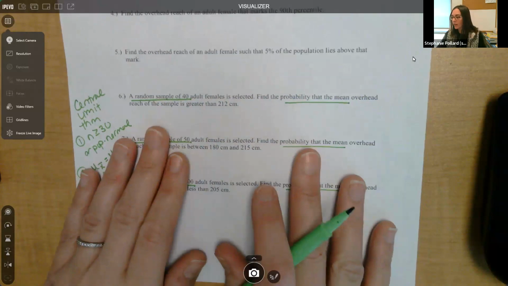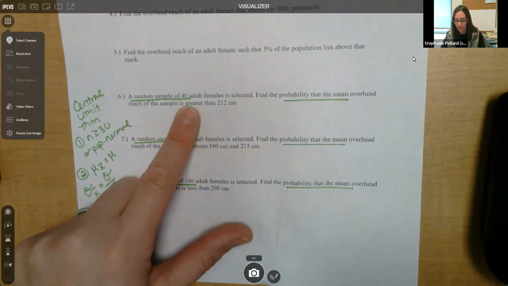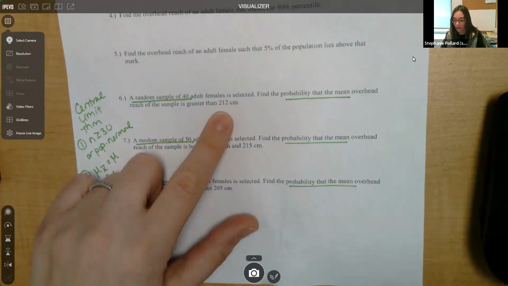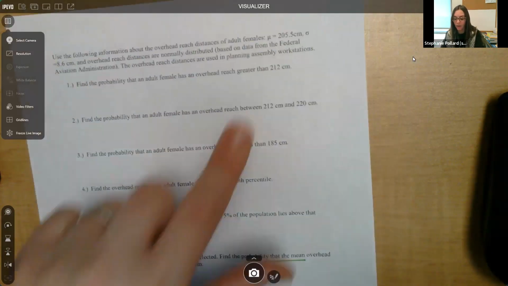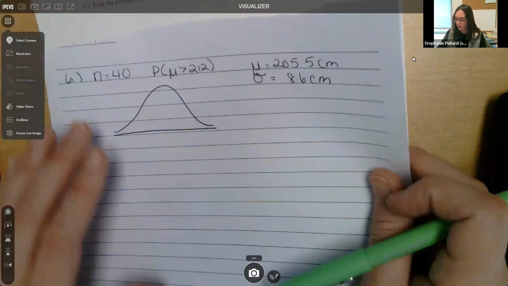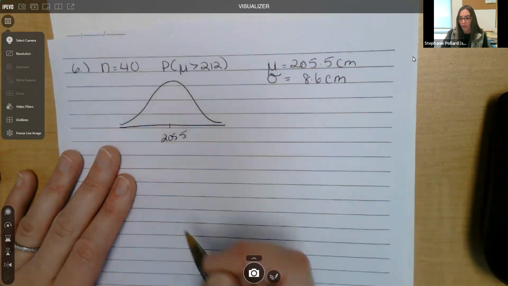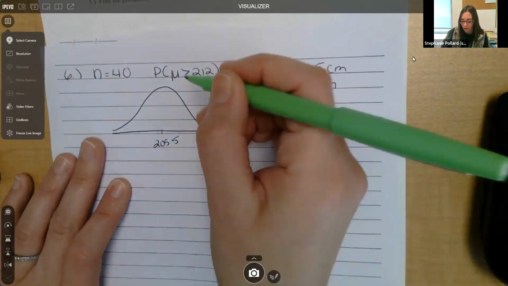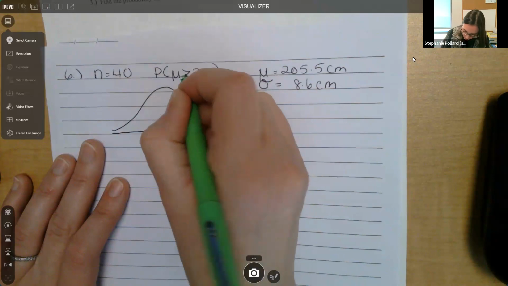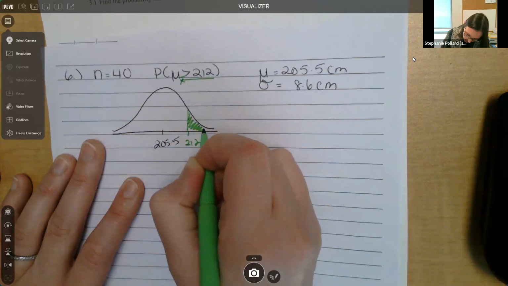So let's look at the first one. And I have another sheet of paper to kind of write bigger on this time. So a random sample of 40 adult females is selected. We're going to find the probability that the mean overhead reach of the sample is greater than 212. Now, remember the original mean of the population is 205.5. So here we have our center at 205.5. And then we're looking at greater than 212. So the mean of all those samples is greater than 212. So 212 is right here, and we're going to the right.